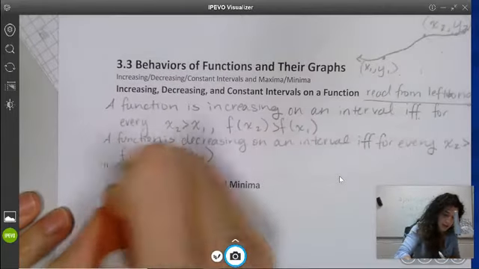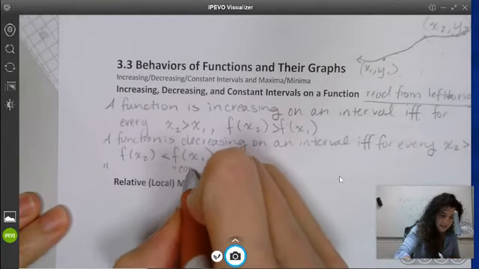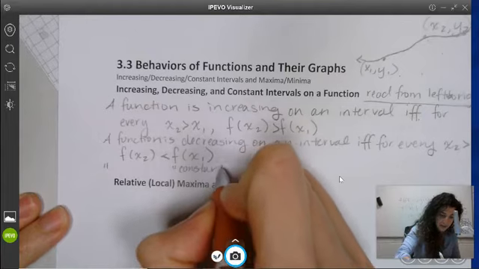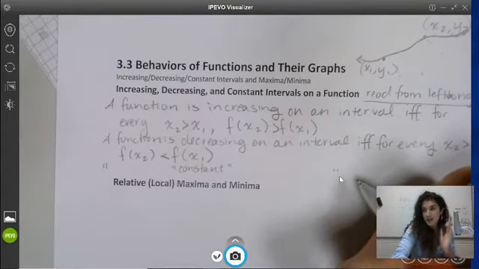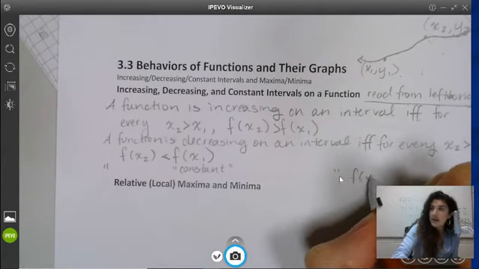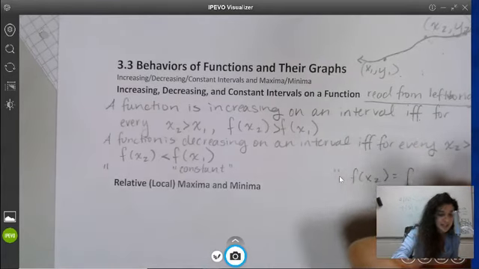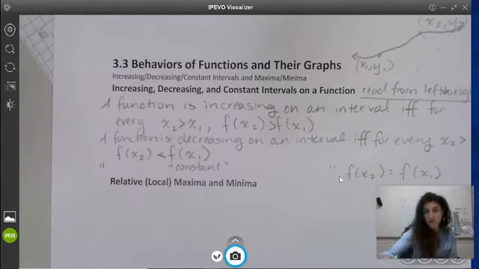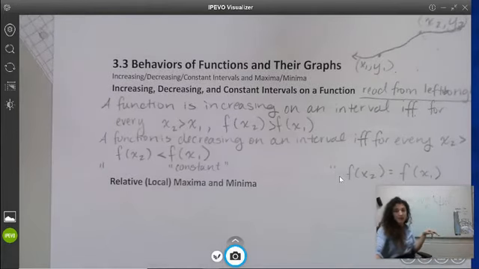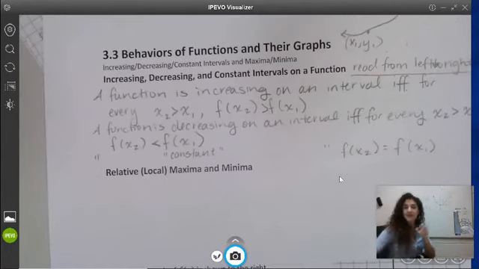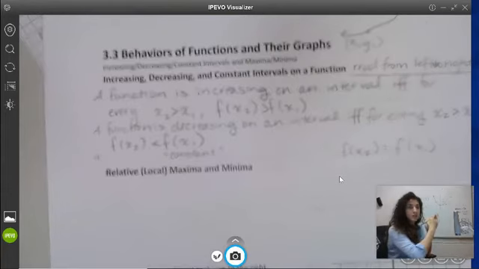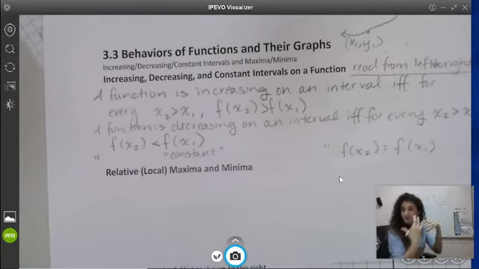For constant, a function is constant on an interval if and only if for every x2 greater than x1, f of x sub 2 is equal to f of x sub 1. So, okay, we're reading from left to right. We're talking about something being constant. Their y values are equal. That's all it means. It's a fancy math way of saying your y values go up, or they go down, or they remain the same, as long as you're always reading from left to right.